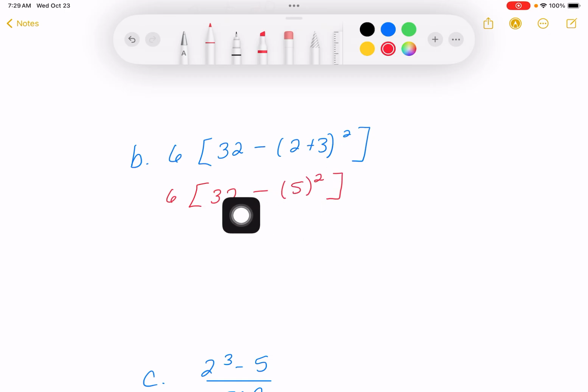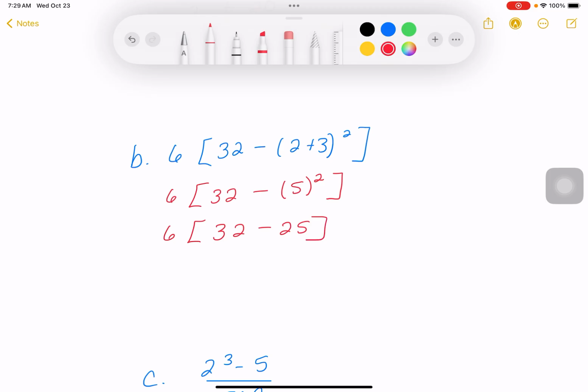because within this we have subtraction and powers, and if you remember, powers comes before subtraction. So I'm going to do 5 to the second power, which remember is 5 times 5, which is 25. Now I continue finishing on what's in the brackets, and 32 minus 25 would be 7. Number next to parenthesis means to multiply, so in this case the answer would be 42.